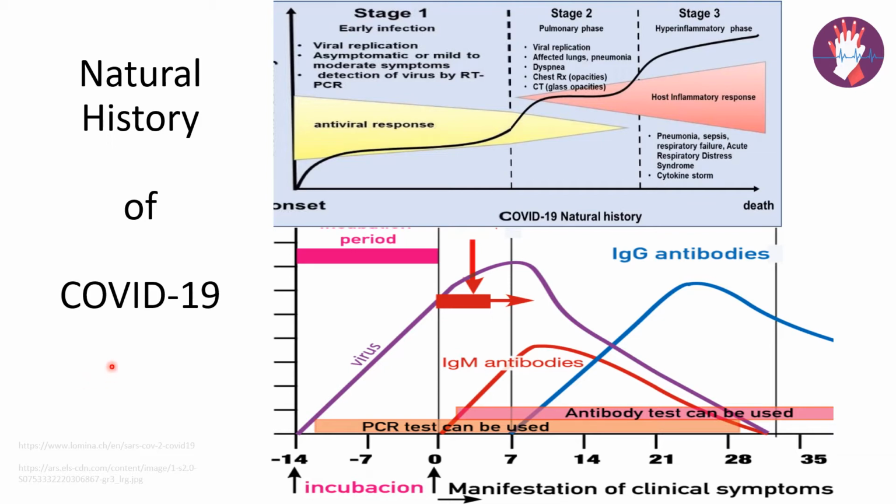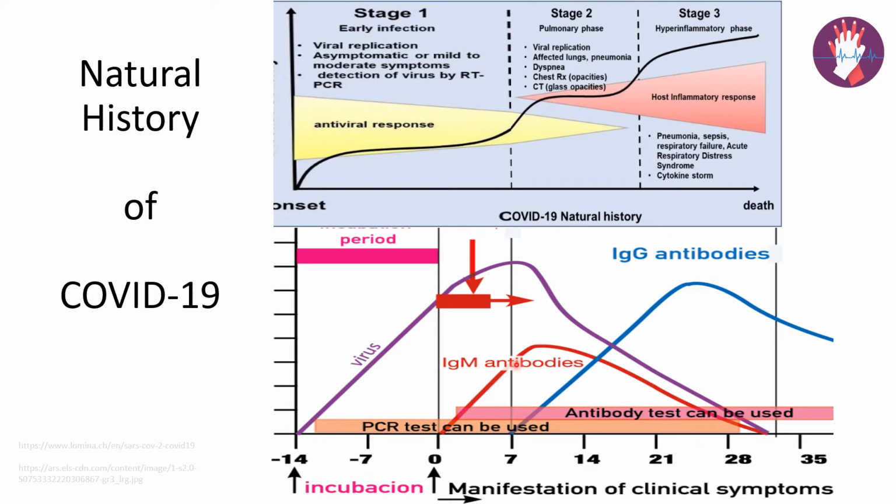As you can see in the graph at the bottom, the symptoms start from here. So 1 to 2 weeks before, the virus has already entered the body. This is the incubation period when the virus is multiplying in the body and the patient has no symptoms. And during this time, the PCR test, the polymerase chain reaction, will be positive.